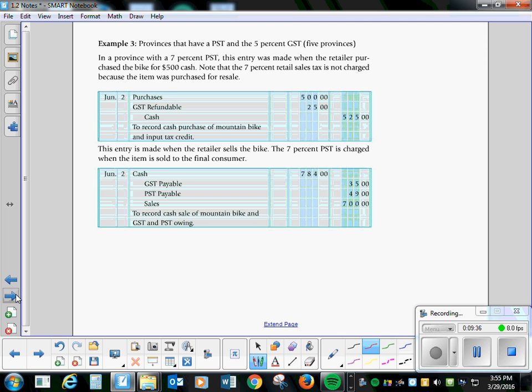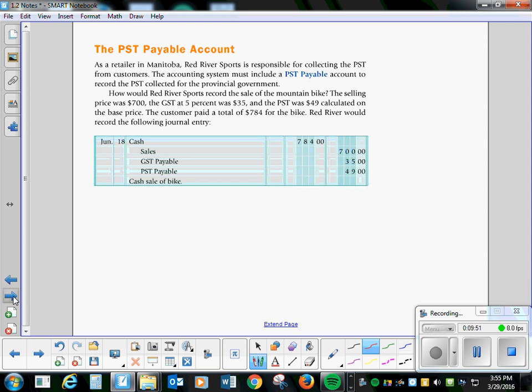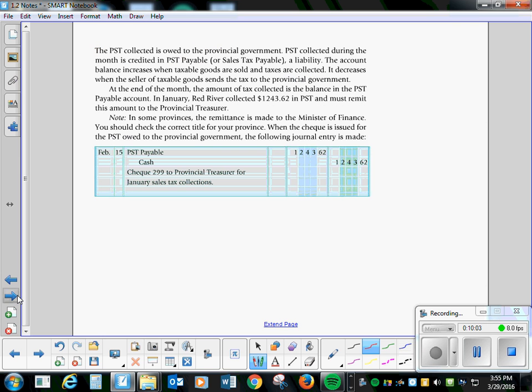Example 3, provinces that have a PST and a 5% GST, it would look like this. So something else you can refer back to. It's just separated, GST, PST. As a retailer in Manitoba, Red River Sports is responsible for collecting the PST from customers. The accounting system must include a PST payable. Okay, so I think you guys know that one now as well.